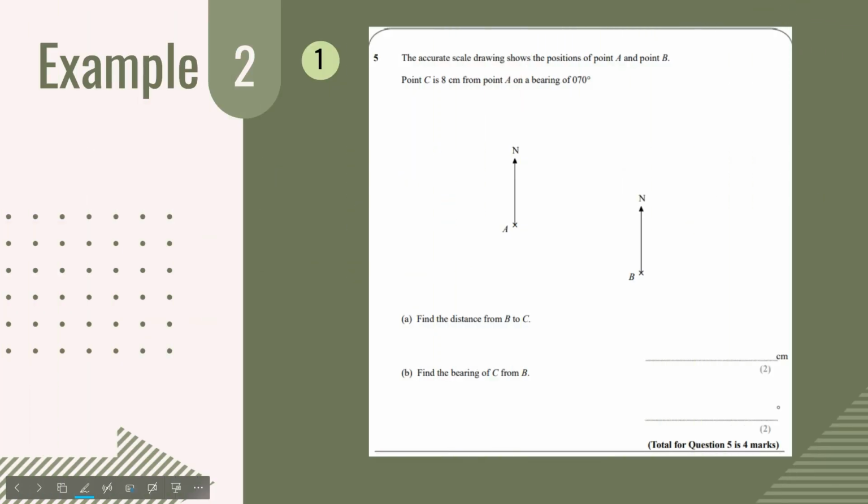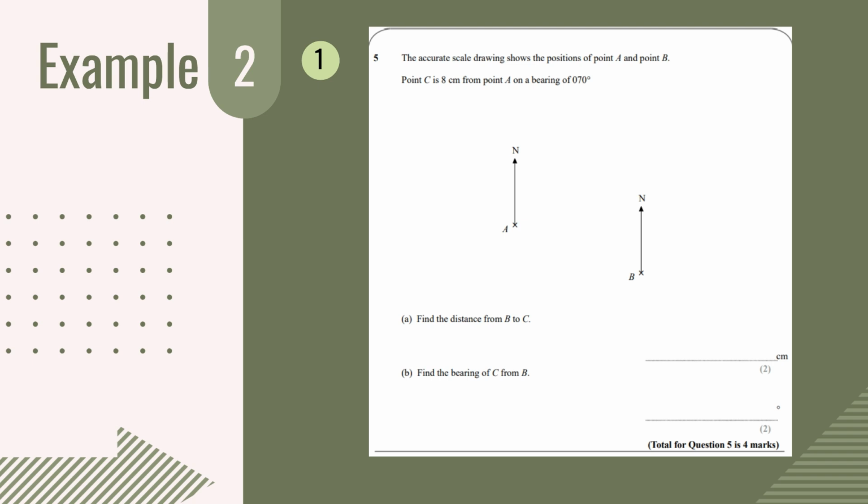Here is another example for you to have a go at, and I would advise printing this one out. Have a go, pause the video, and unpause when you've done. So, the question says that an accurate scale drawing shows the positions of point A and point B. Point C is 8 centimetres from point A at a bearing of 70 degrees. Part A of the question says find the distance from B to C. And part B of the question says find the bearing of C from B.